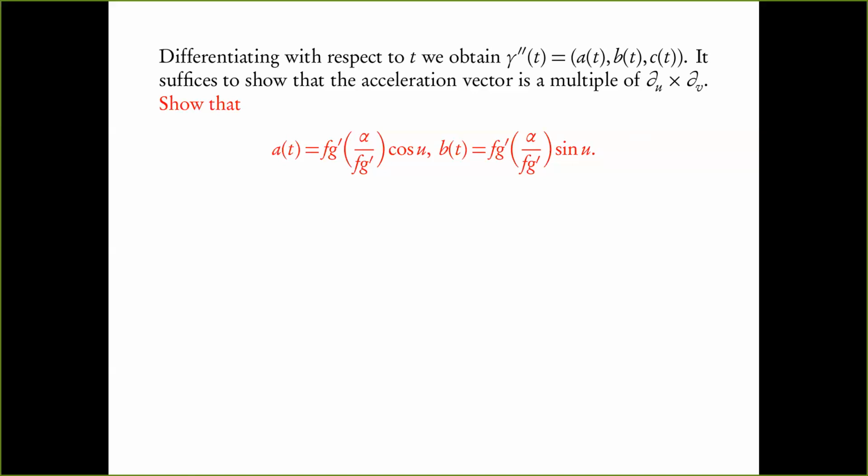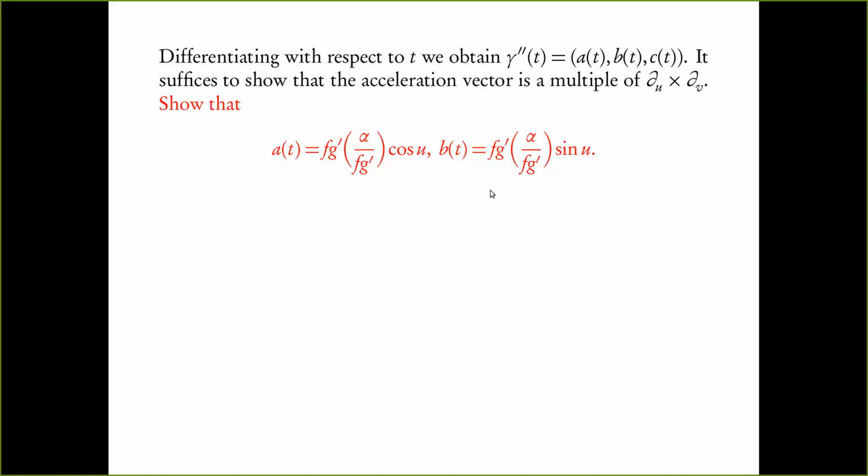Okay. So we have to show that A of t looks like this and B of t looks like this. I'll tell you what alpha is in a moment, but just bear with me. You might be confused saying, why should I write A of t in this form, F g prime alpha over F g prime? Why didn't I cancel F g prime? Well, you'll see the reason for this, because remember, we are trying to get a scalar multiple of del u cross del v, and del u cross del v has a specific form.